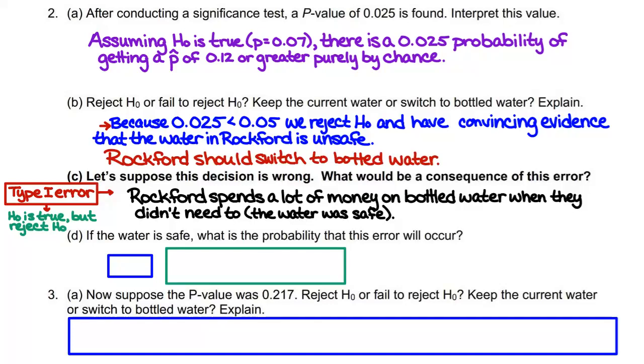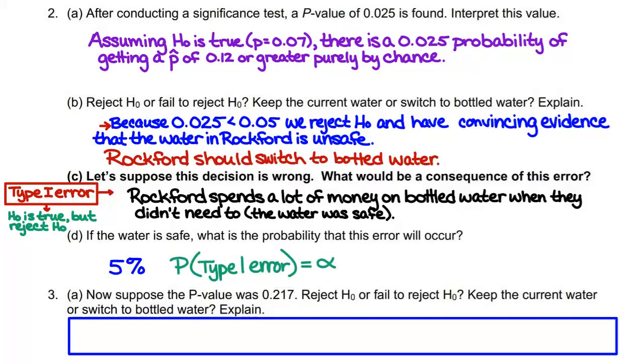If the water was safe, so if we made this error here and the water really was safe, what's the chance that I make this error here? Does anybody know? Very small. Anybody have a number for me? Close. 5%. That's what that alpha level is. That is the probability of a type 1 error. That's why sometimes you'll see an alpha level that's smaller, because being wrong on this would be really bad. So we need to make sure we're not wrong on this. The probability of a type 1 error is a number, and it's whatever my alpha level is.